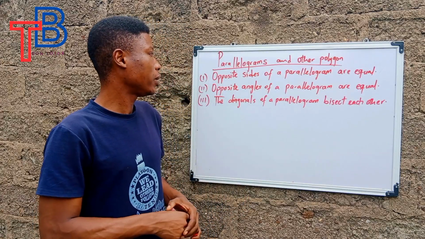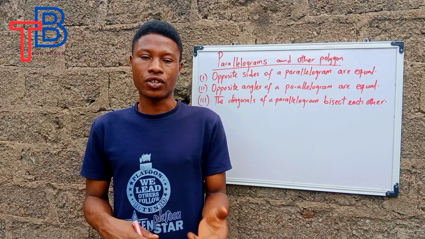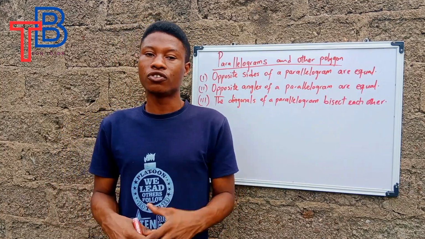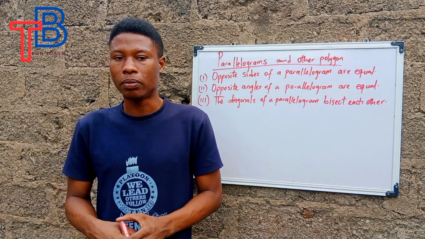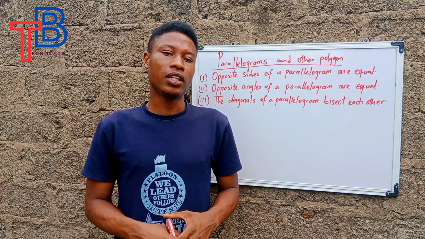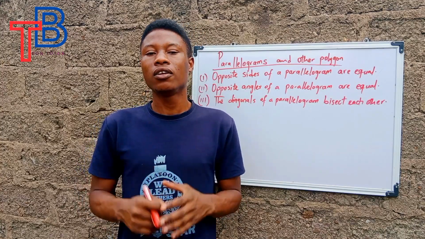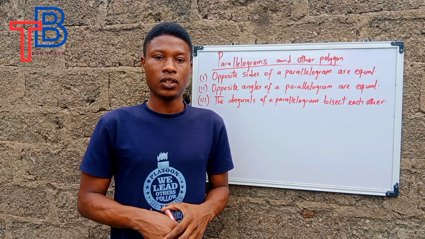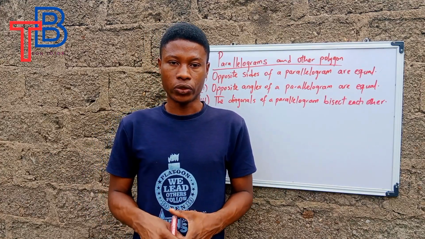Today, we'll be talking about theorems of parallelogram. We are still under theorems of plane shapes. We just finished with the theorems of triangle, and today we'll be talking about that of a parallelogram. Let's talk about parallelogram. What is a parallelogram? A parallelogram is a four-sided polygon, which is a quadrilateral, which has its opposite sides parallel to each other.